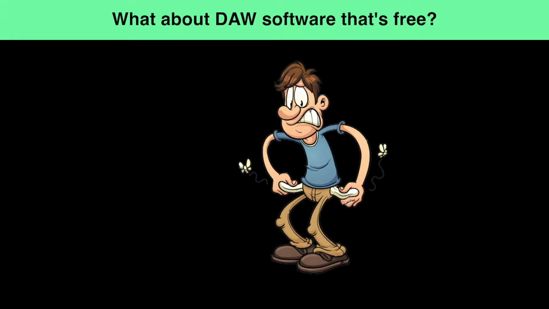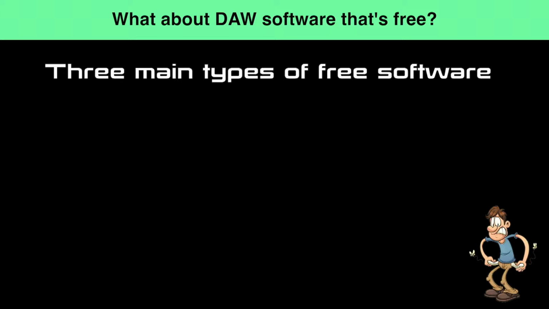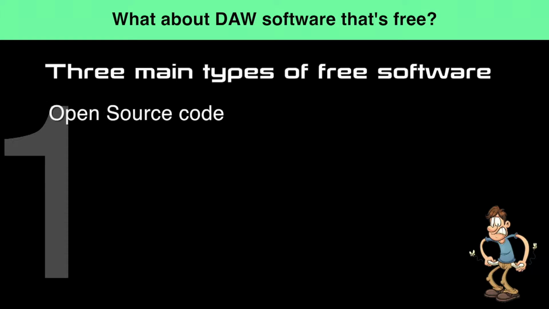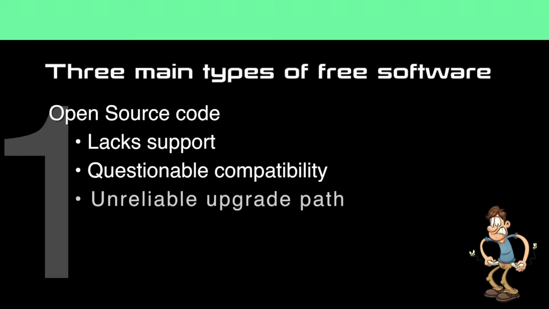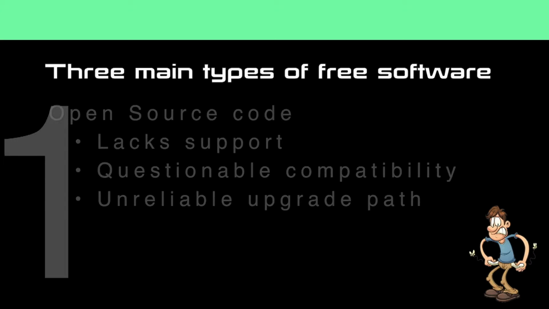What about DAW software that's free? There are really three main types of free software. DAW software written using open source code is meant to be free and will remain free, but it lacks support, compatibility with the professional world, and a reliable upgrade path to stay current with the industry.